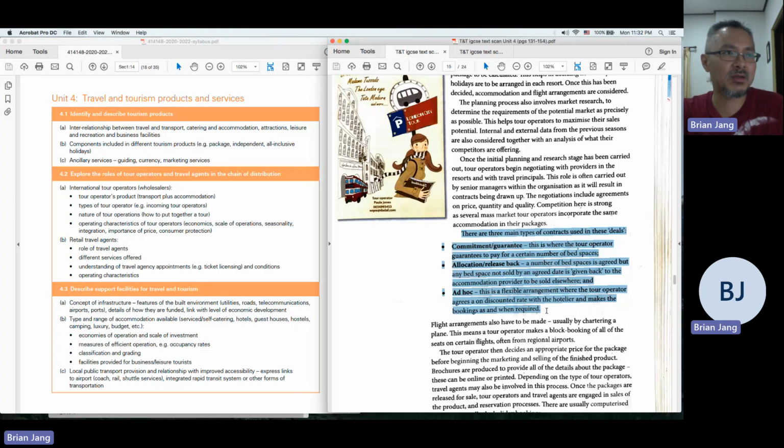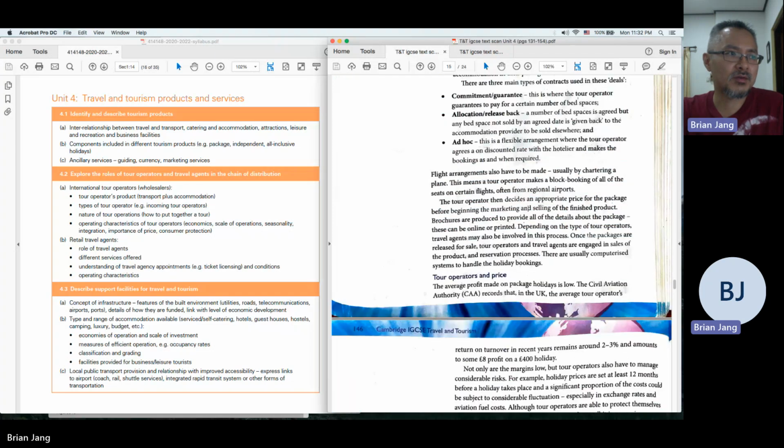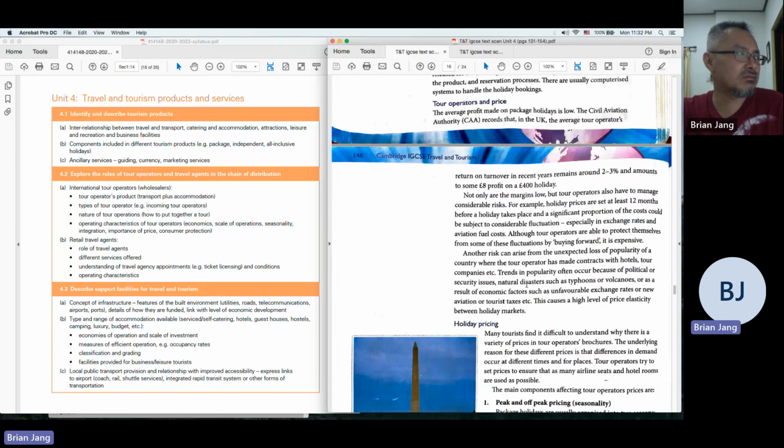I mean, okay, because obviously tour operators are not the ones supplying anything other than packages. They need to get their stuff from the suppliers to put stuff together for customers. So this just talks about how purchases are made. Tour operators and price.